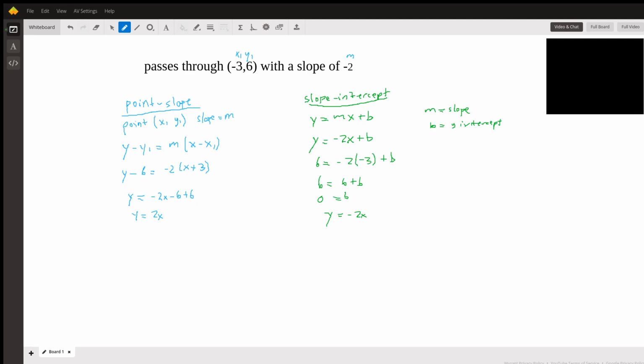On a test, though, in school, the teacher might specify exactly what method you're supposed to use, in which case you're going to have to follow that instruction that's on the test.